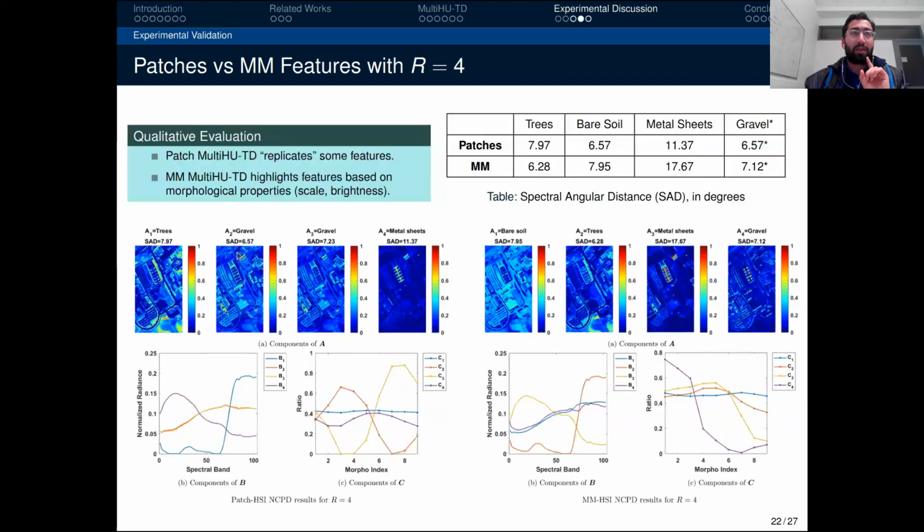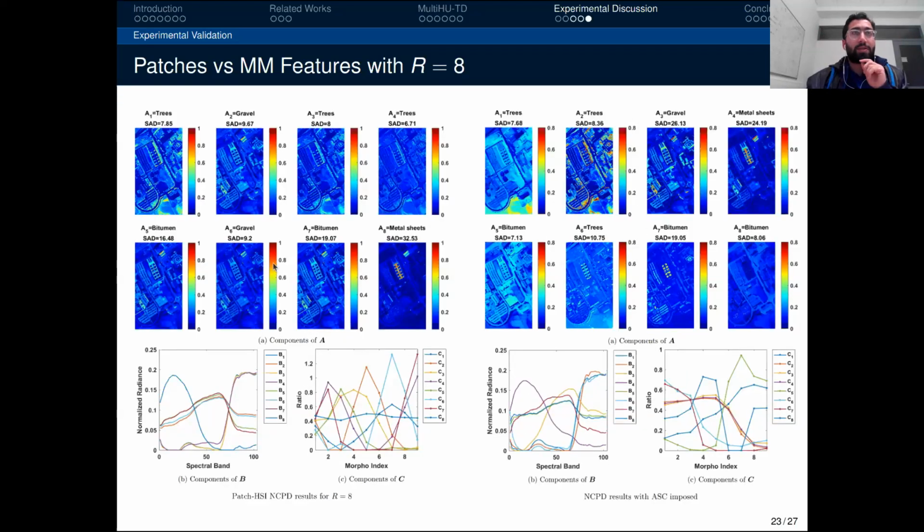So what we see is that, remember, here we had the replicated components. If you see A2, this is the patch decomposition, and this is the morphology decomposition. In the patch one, we have A2, A5, A6, and A7. They look exactly the same. And if you look at B2, B5, B6, and B7, they are exactly the same spectral components. So these 4 vectors here.